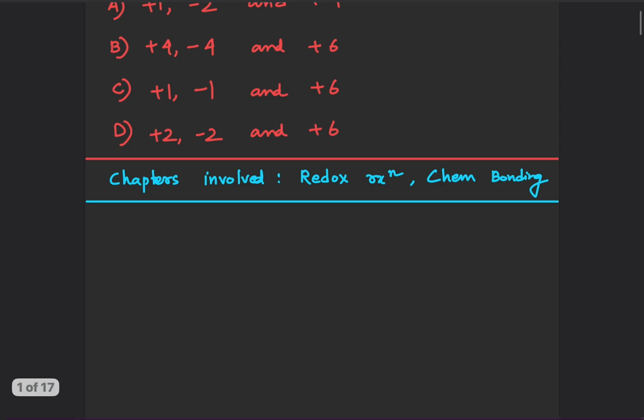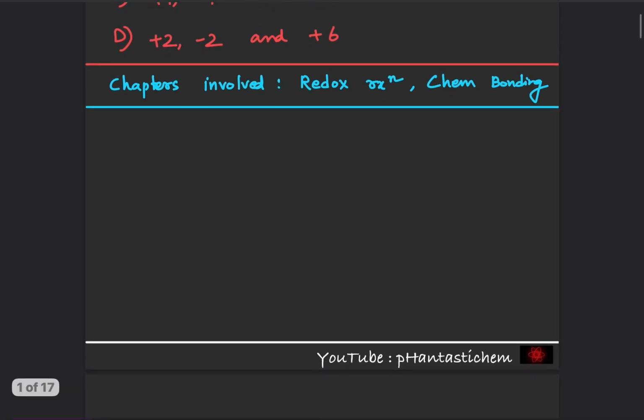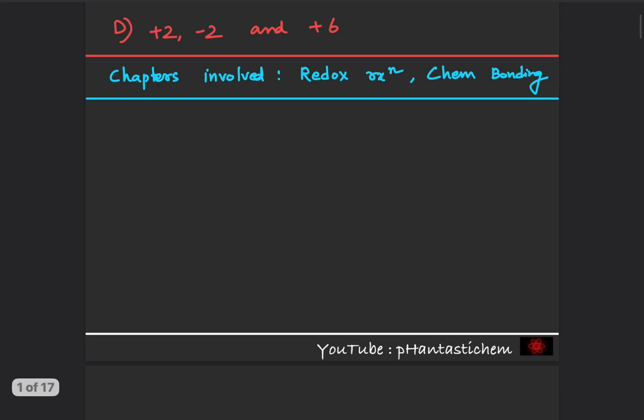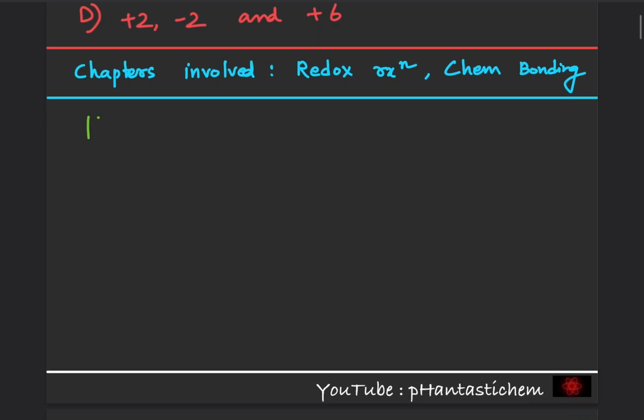So the chapters involved are redox reactions and chemical bonding. So in KO2, let's first talk about KO2. We might be tempted to assume that the oxidation state of O here is -2 and assume the oxidation state of K as X and then proceed as follows. So we assume it as X and then we say that oxygen is in the -2 state.